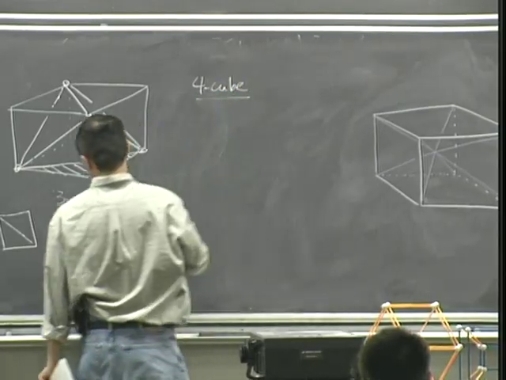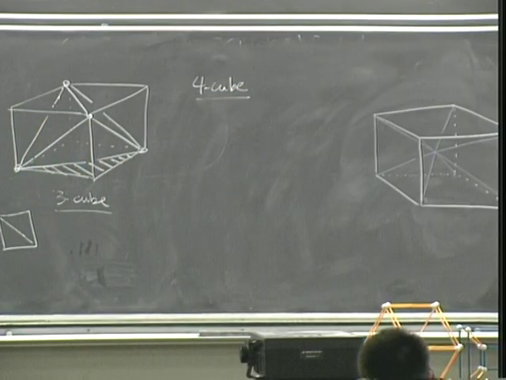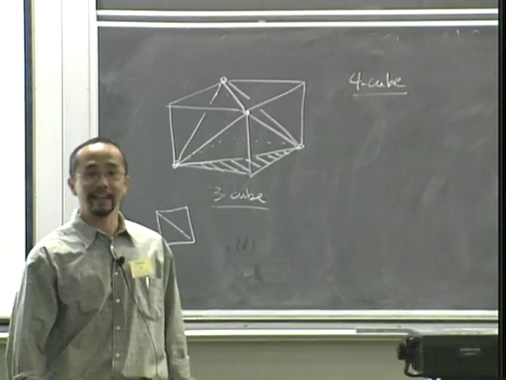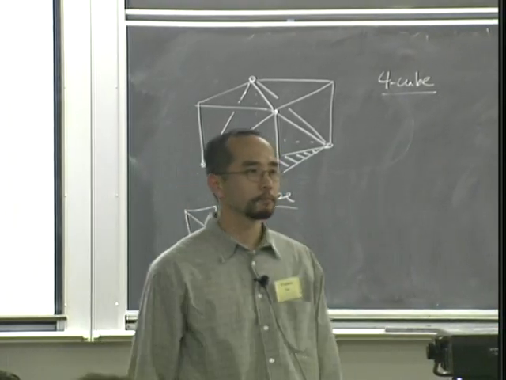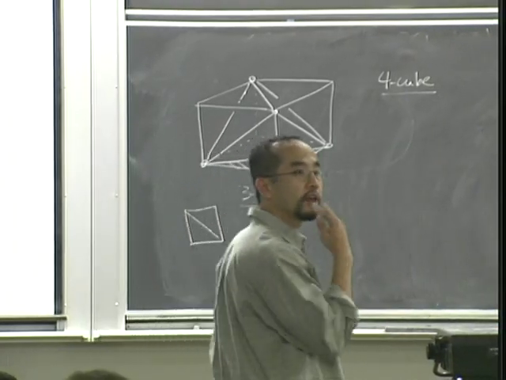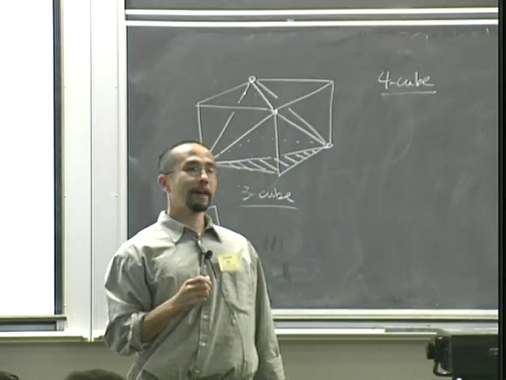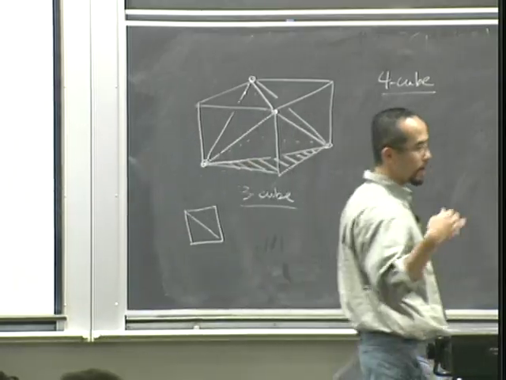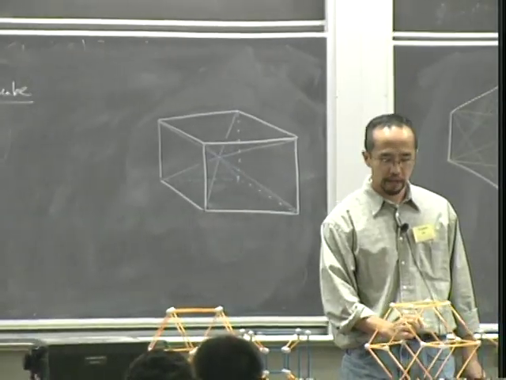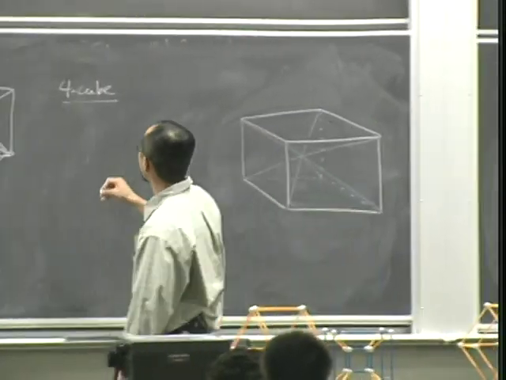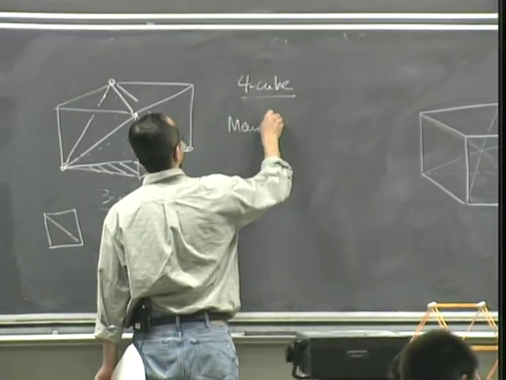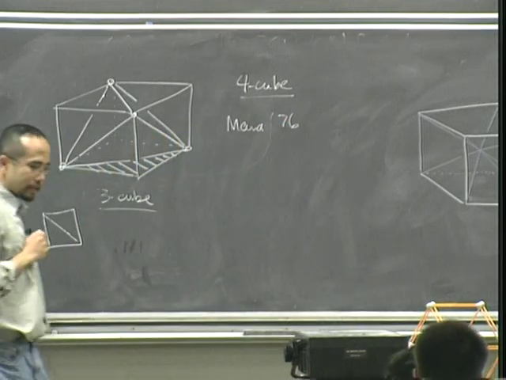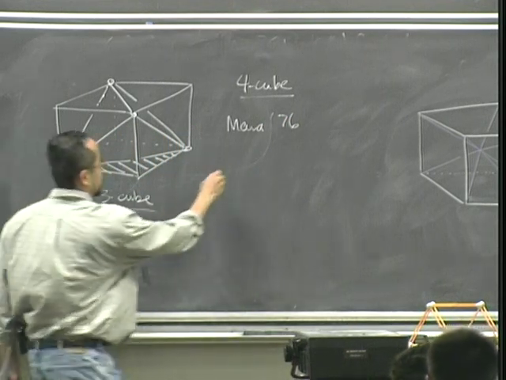Any ideas? Just throw out some ideas. It's okay to venture a guess. Same kind of thing, maybe? Chop off the corners? Yeah, maybe chopping off the corners. In fact, those were the beginning papers on the subject actually pursued this. For instance, Mara, in 1976, produced the following triangulation of the 4 cube.